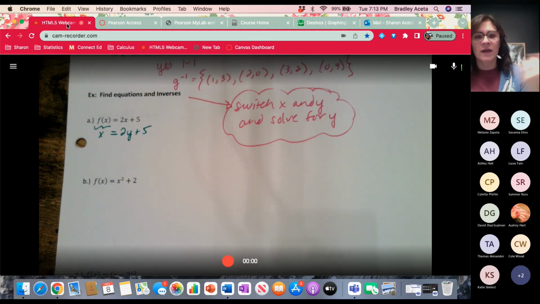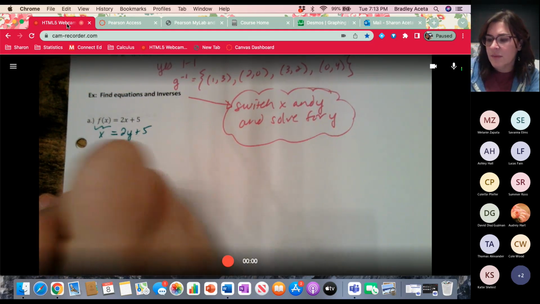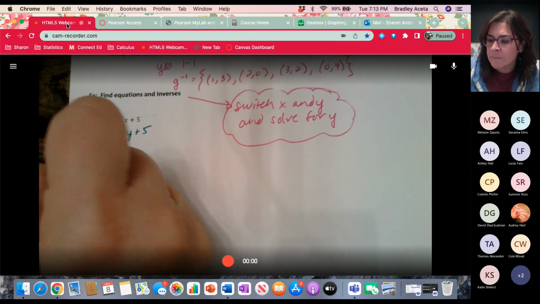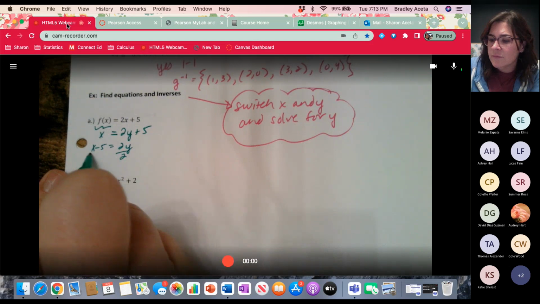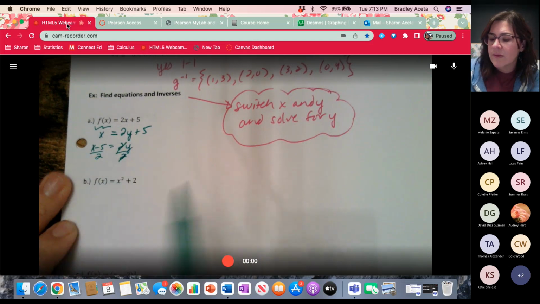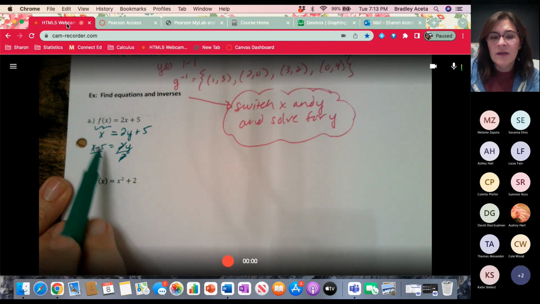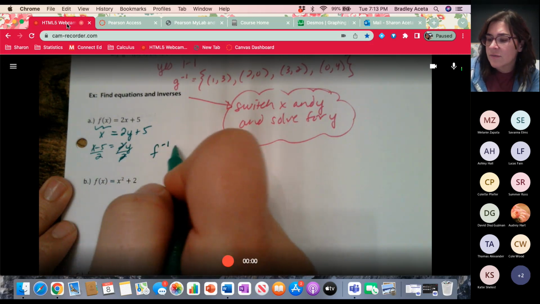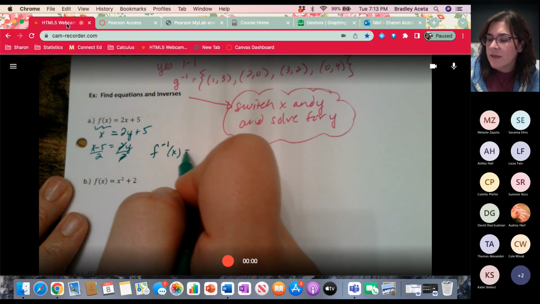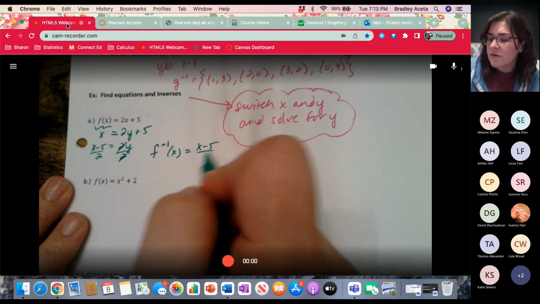Now I'm going to solve for y. Well, that's pretty easy. I minus 5 over, and then I divide by 2. This side right here is now my inverse. My inverse function would be x minus 5 over 2.